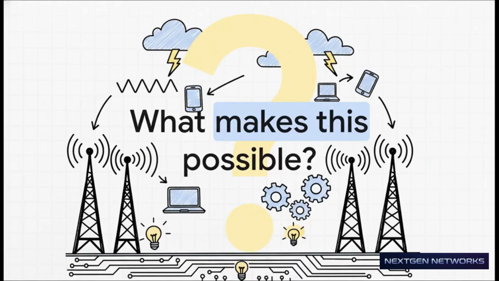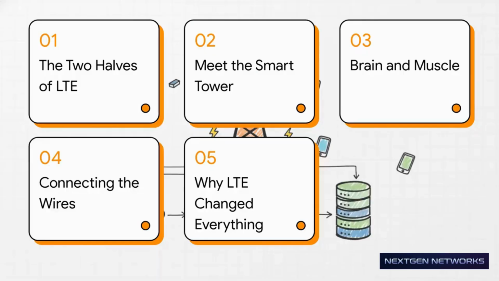What was the fundamental change under the hood that allowed for this huge leap in speed and responsiveness? Okay, let's dive in and really map out the brilliant design behind LTE. We're going to break this down into 5 parts, nice and simple. First, how the network is split in 2. Then, we'll get to know the super intelligent cell tower. After that, we'll explore the network's core, see how all the pieces get wired together. And finally, we'll understand why this design was such a total game changer.